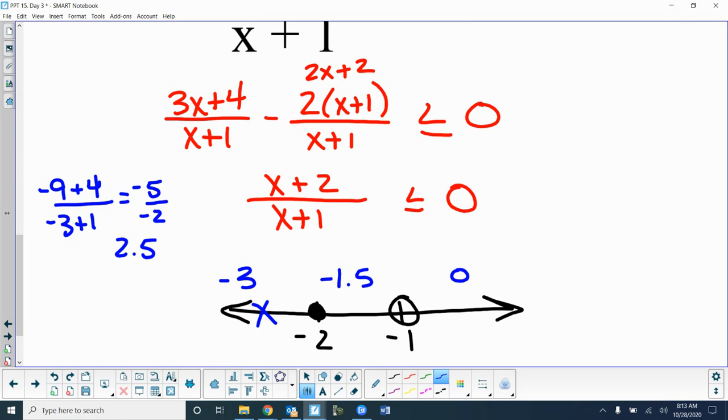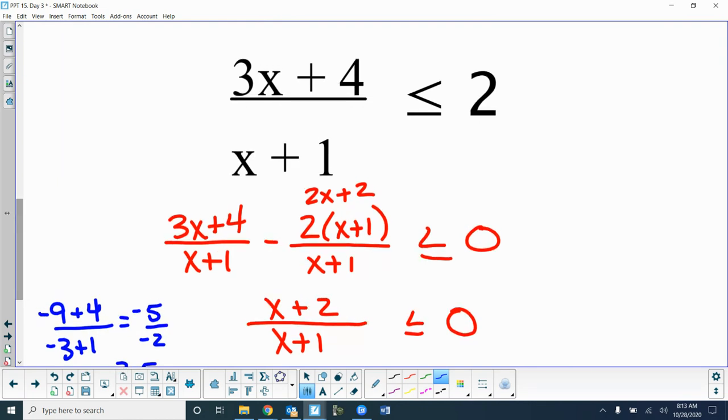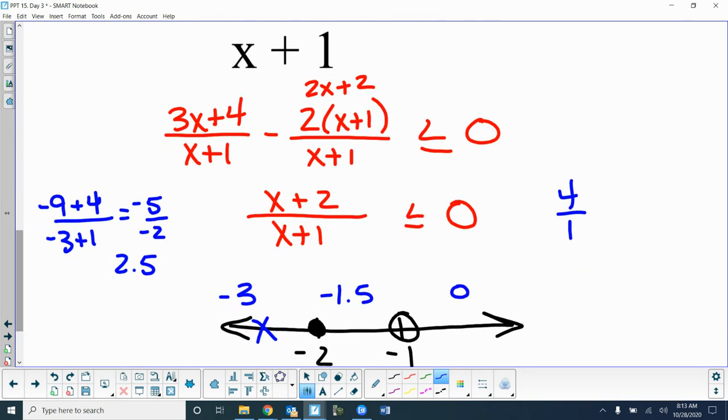Okay, let's do the 0 real quick. 3 times 0 is 0 plus 4 would be 4, right? And then 0 plus 1 is 1. Is 4 less than or equal to 2? No. So what's that mean? Neither end works? It must be here, right?